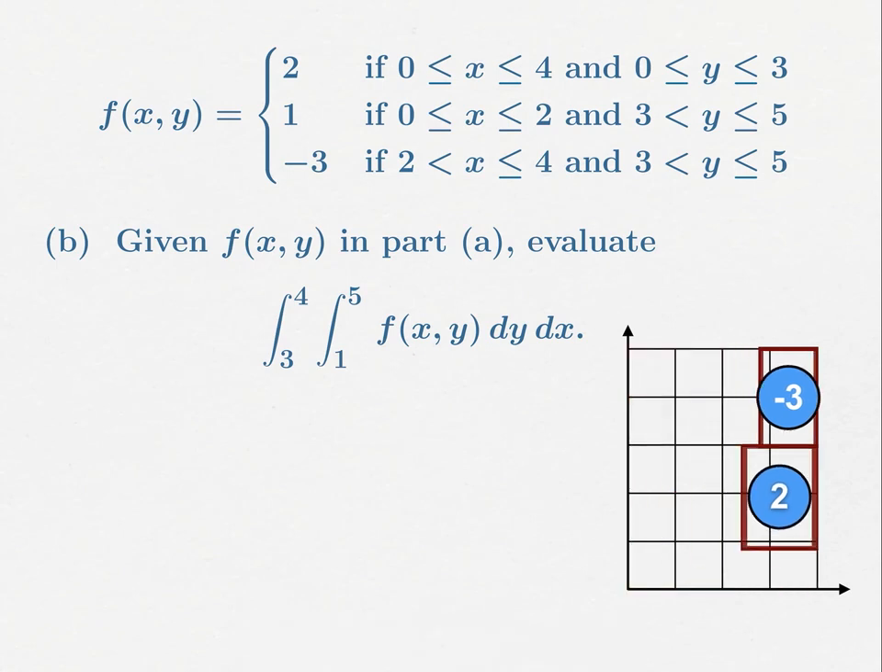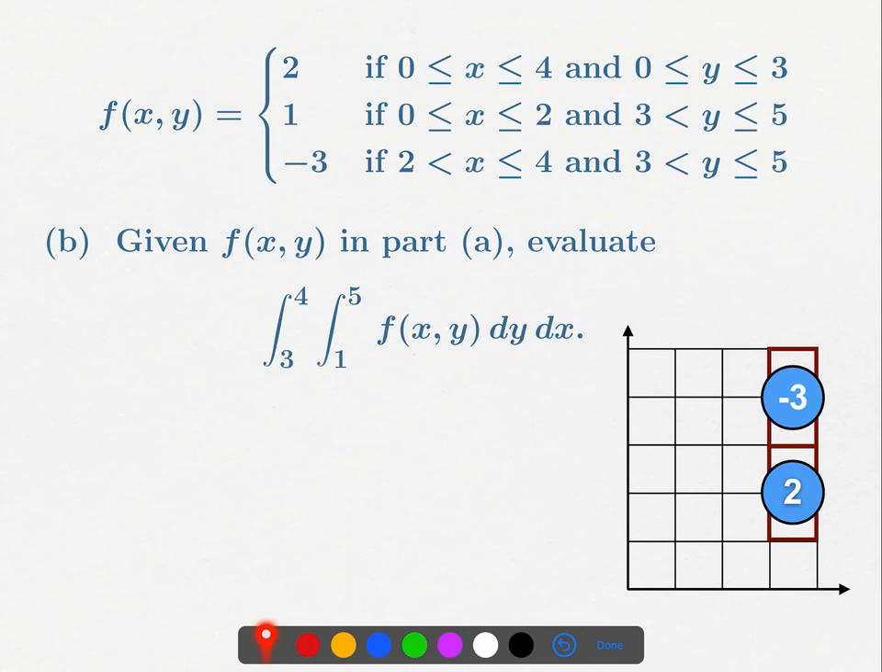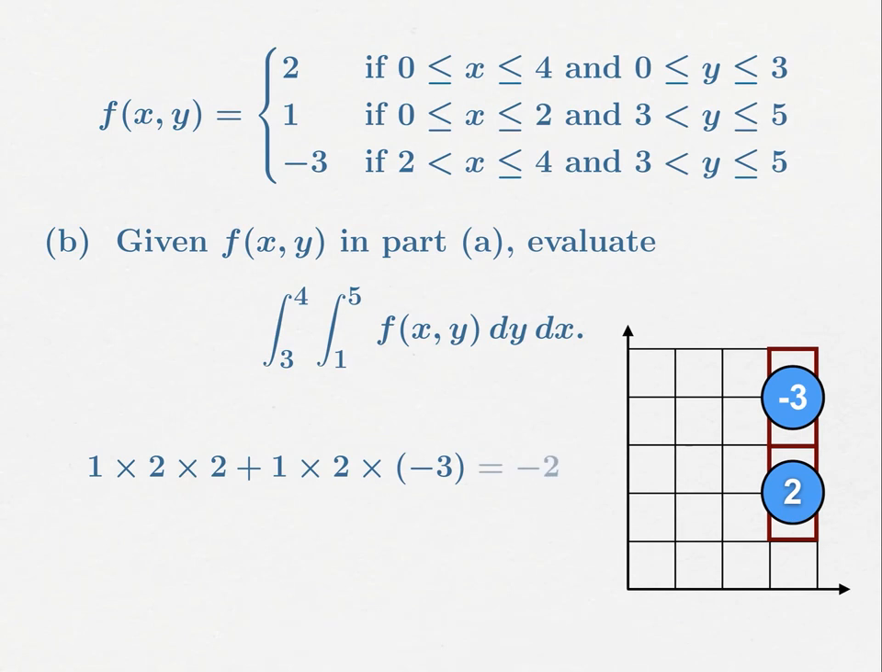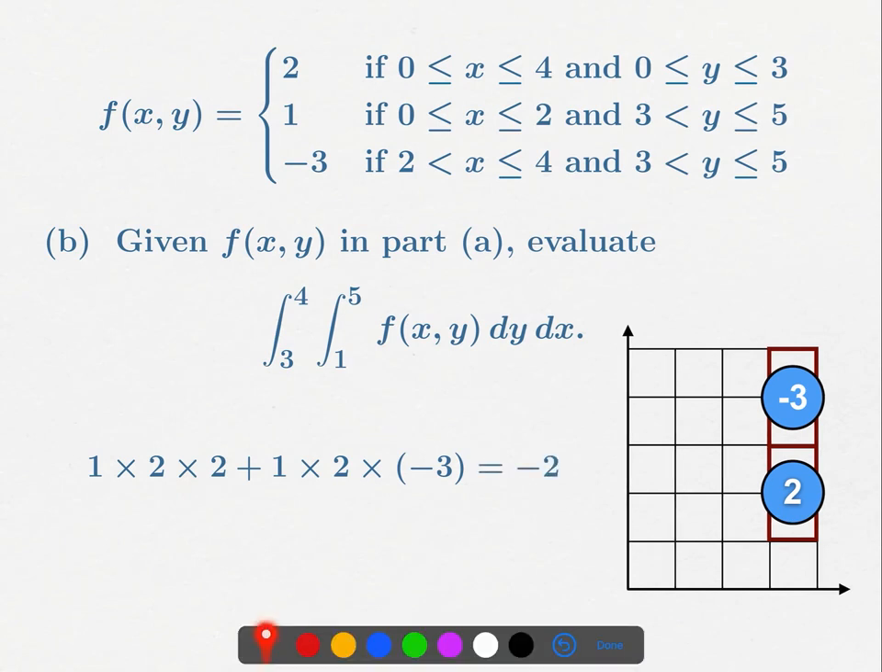Let me go ahead and change this picture to agree with that. So f is 2 here and minus 3 here. So here we have a 1 by 2 rectangle, and the height is 2. And here we have a 1 by 2, and again, the height's 3, but it's in a negative direction. It's below the xy plane. So we want to multiply 1 by 2 by negative 3 there, 1 by 2 here. So we have 1 times 2 times 2 plus 1 times 2 times negative 3, or 4 minus 6, which is negative 2. So for part B, the answer will be negative 2 to this question.